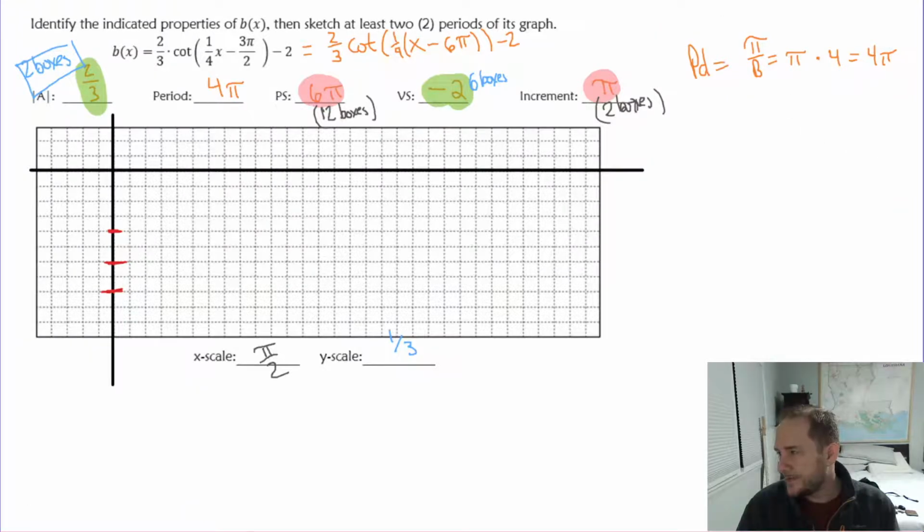But now let's get our horizontal stuff in order. We are gonna phase shift 12 whole boxes over to 6 pi. So here's 1, 2, 3, 4, 5, 6, 7, 8, 9, 10, 11, 12. So that's 6 pi. And we are going to go ahead and plot our first point there. Cotangent, we know, has its first critical value on an asymptote. So this is an asymptote.